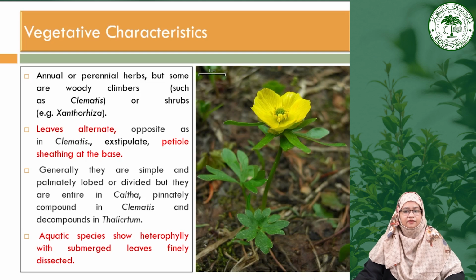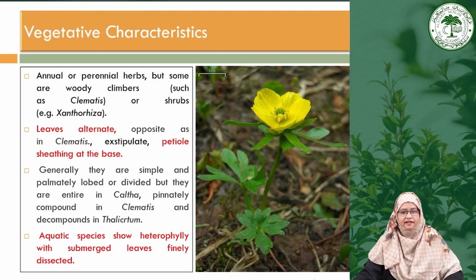The vegetative characteristics of these plants are quite diverse. The habit of this family includes annual and perennial herbs, as well as some woody climbers like Clematis and shrubs like Xanthorhiza. The leaf arrangement is often alternate but sometimes opposite, like in Clematis, and the petiole forms a sheathing base.